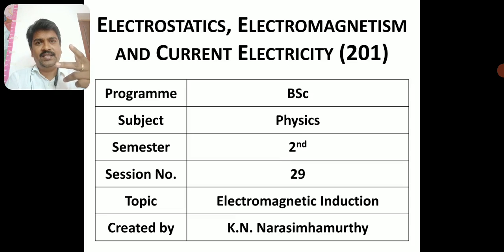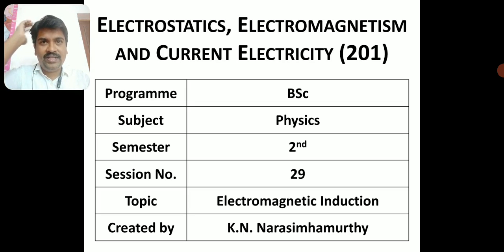Faraday's second law says that the EMF induced in the coil is equal to the rate of change of magnetic flux, E is equal to d phi by dt. And Lenz's law gives us the direction of the induced current. The current is induced in that direction such that it opposes the cause of its production. The induced current opposes the change in the magnetic flux. These are the 3 very important laws of electromagnetic induction.